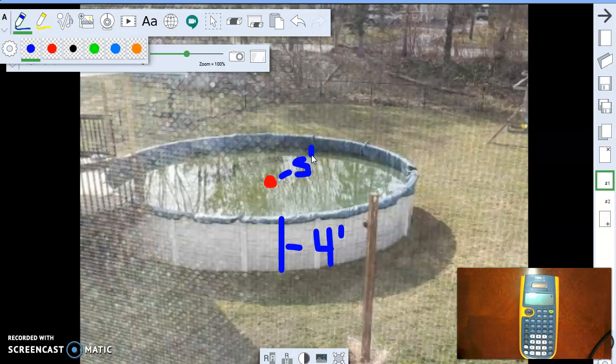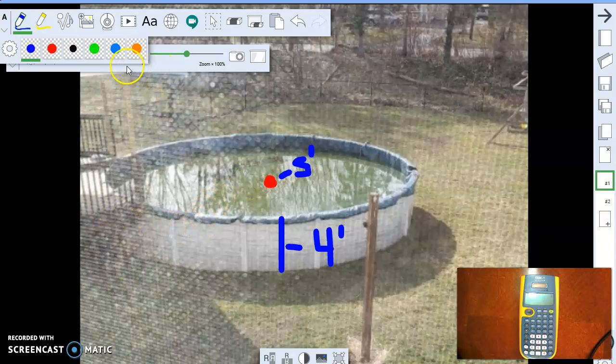That is a nasty looking 5. I'm doing this with my mouse. I have a touch screen laptop, but it's not working with my pen and different things and with the screencast. So that's the best 5 I can draw. I know it looks like a crazy looking S, but that is actually 5 feet.